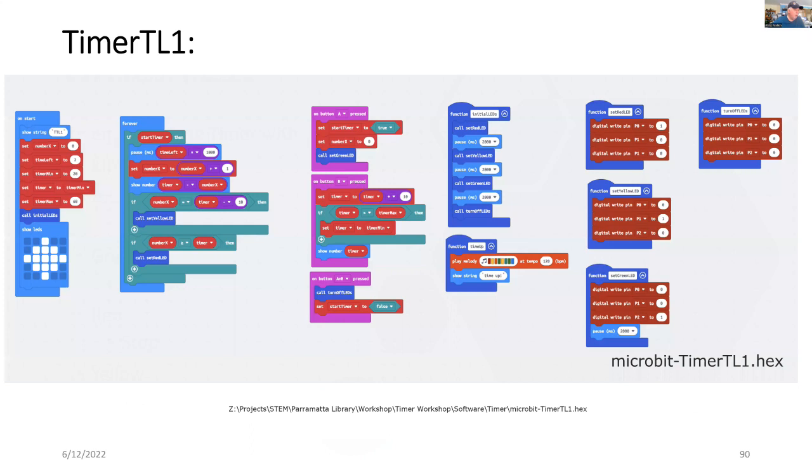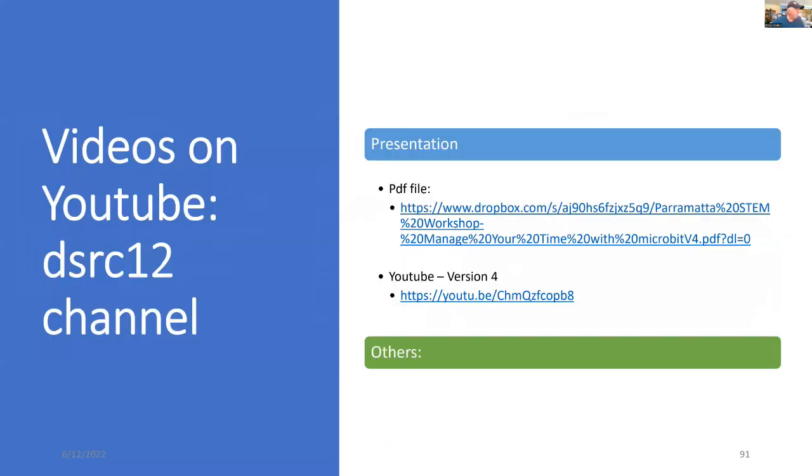And the code using MakeCode is again quite simple, but we're using writes to the pins to turn on or turn off the LEDs on our traffic lights.